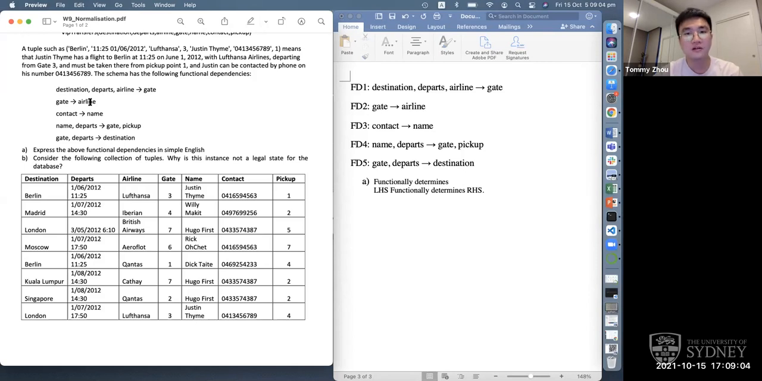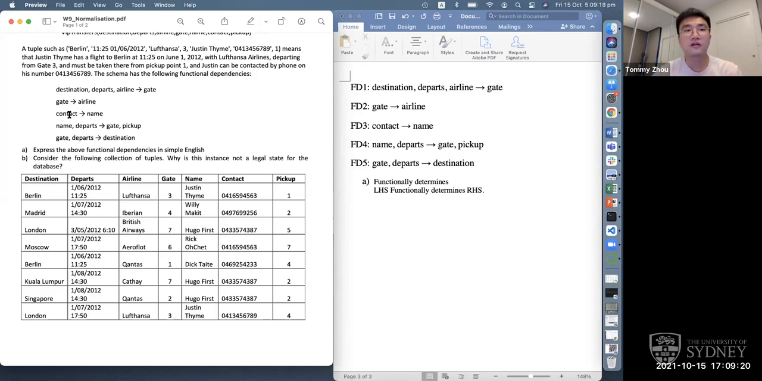And similarly, you would also argue that there should be exactly one airline departing at a certain gate. So this is the second functional dependency. Third one, from contact to name.